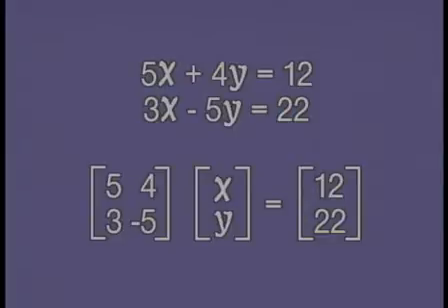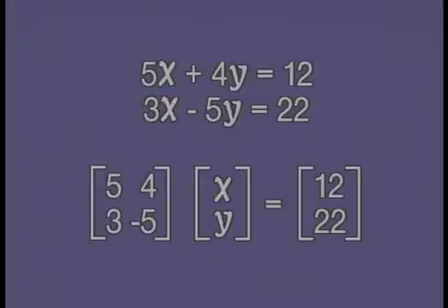And then the column matrix on the other side of the equals is the answer matrix. That's the numbers that are on the right side of the equals in our equations. If you used matrix multiplication to multiply the first matrix, the 5, 4, 3, negative 5, by the xy matrix and set it equal to the answers in the third matrix, the 12 and the 22, indeed you would get the two equations that are written at the top of the visual.